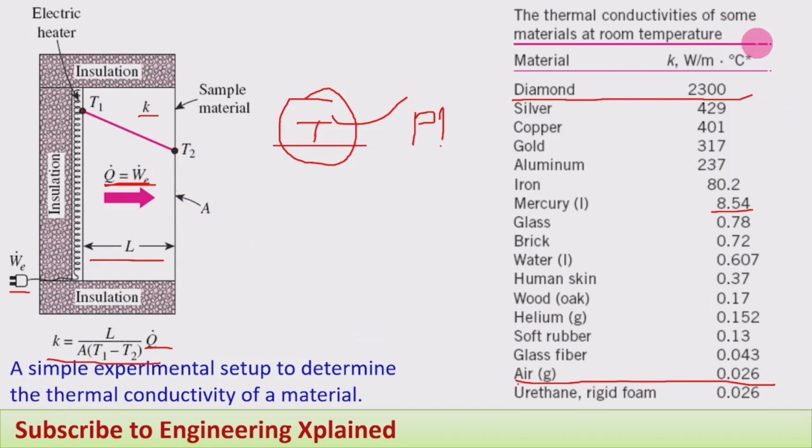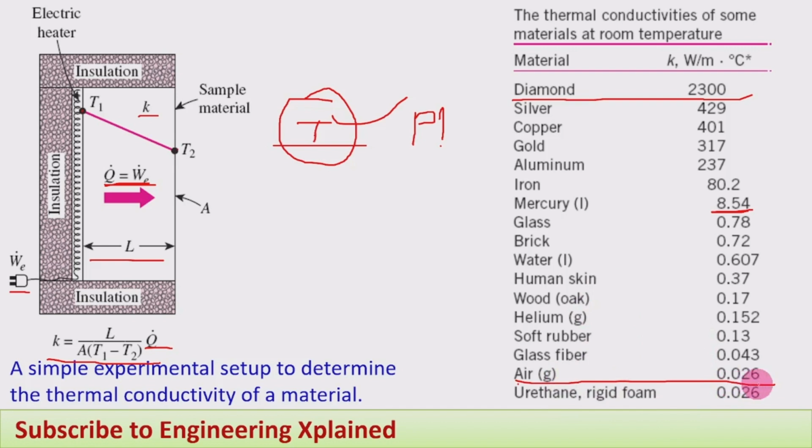Here are the thermal conductivities of some materials at room temperature, in watt per meter degree Celsius. Diamond has the highest thermal conductivity. Next come silver, copper, gold, aluminum, iron, and mercury; the liquid metal is next. From there onwards, all other metals have lower thermal conductivity. Then glass, brick, water, human skin, wood, oak, helium gas, soft rubber, glass fiber, air as a gas, urethane, and rigid foam. These have the lowest thermal conductivities.